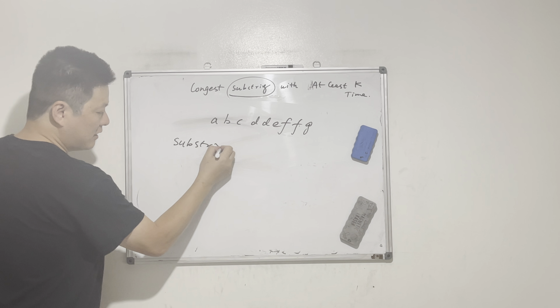So we can split the entire string by A. So we have B, C, C, C, D, D, E, right? Because A we can just ignore it, because it can't be included in the final string, right?